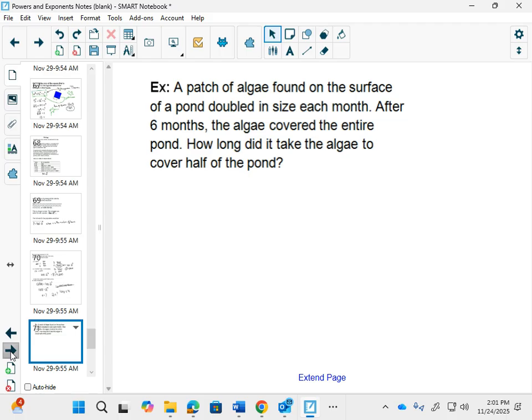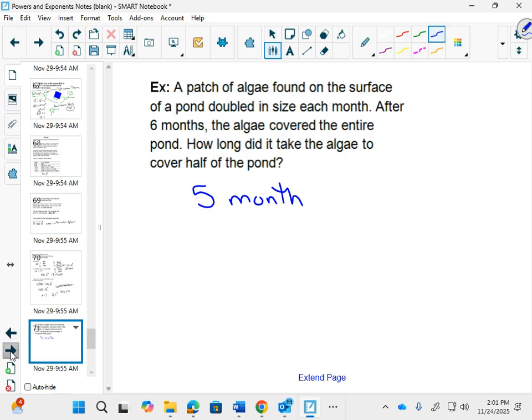2. And why do you think it should be 2? Because when it doubles, it's like 2 times 2 equals 4. It doubles every month. So if it's half covered, then the next month it would be completely covered if it doubled. So 1 month. So the answer is 5. 5 months to cover half.